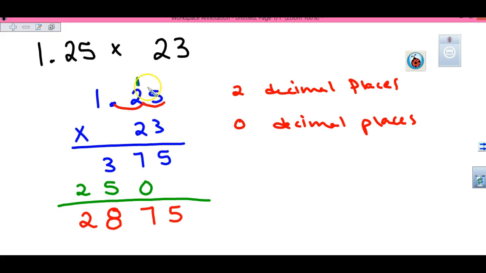How many decimal places? 2. 1, 2. So our answer is 28.75.